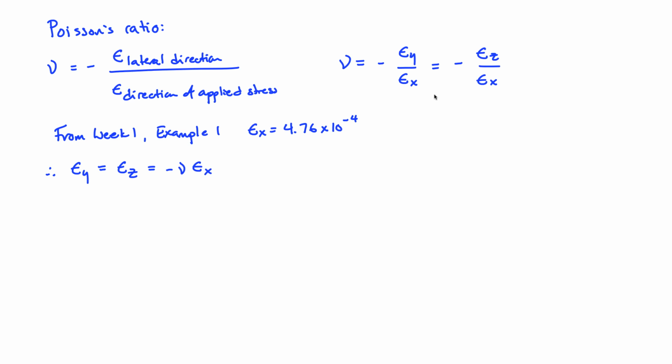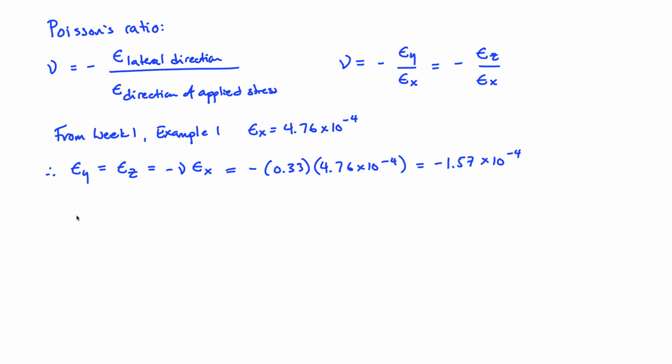I get that by just rearranging this equation up here, and I can then write that that's equal to minus 0.33, the value of Poisson's ratio for aluminum, times my strain in the x direction, 4.76 times 10 to the minus 4, and that's equal to minus 1.57 times 10 to the minus 4. So that gives us the two strains in the y and the z directions.